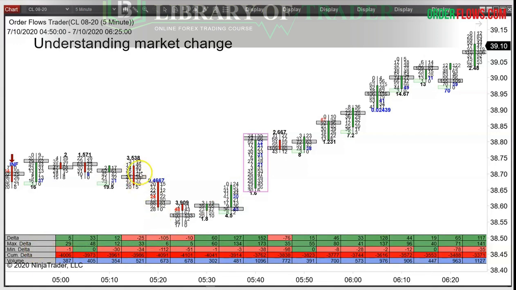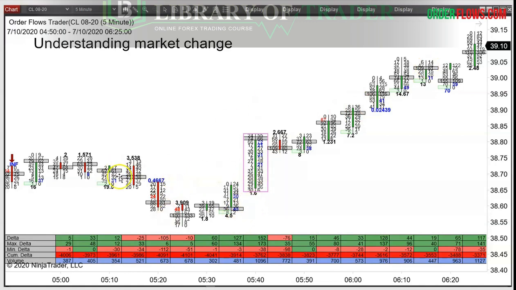But what you have going on here is the market's kind of going down, but it's going down on less buying. You can see the internals 112. Min delta 51, then min delta -1, positive delta 60, right? 127. Buying imbalances coming in here, and the market shoots up, right?